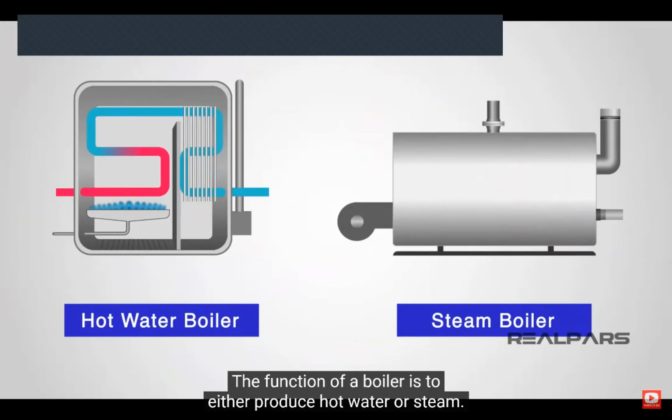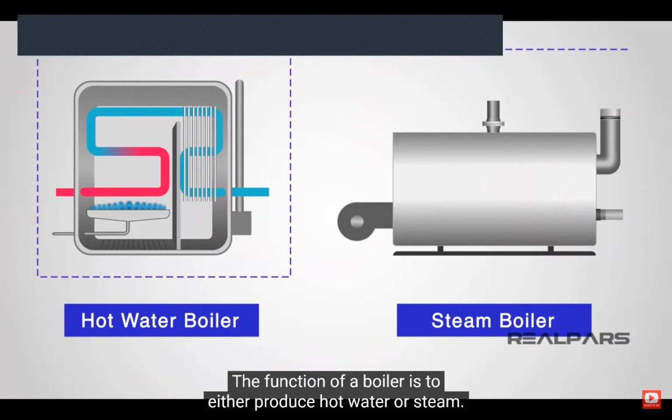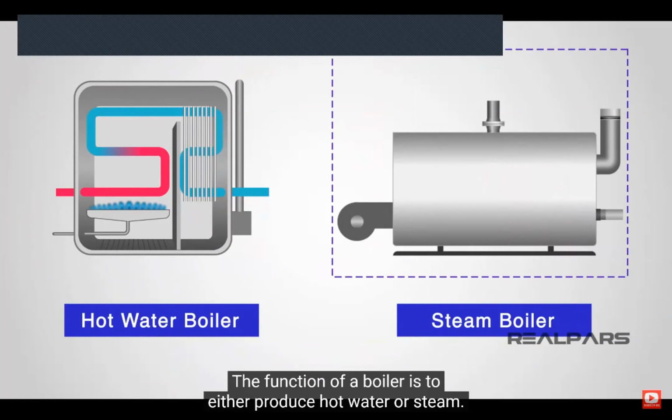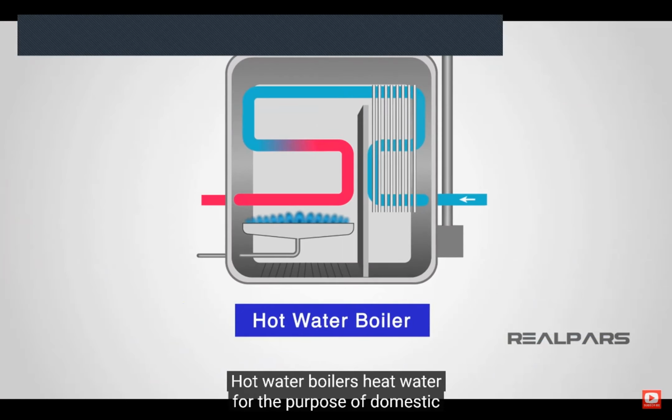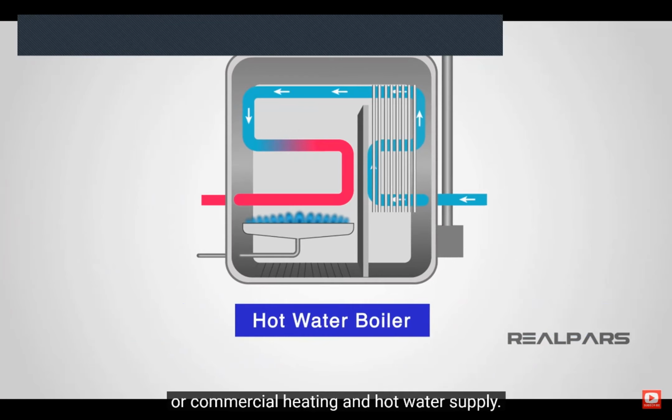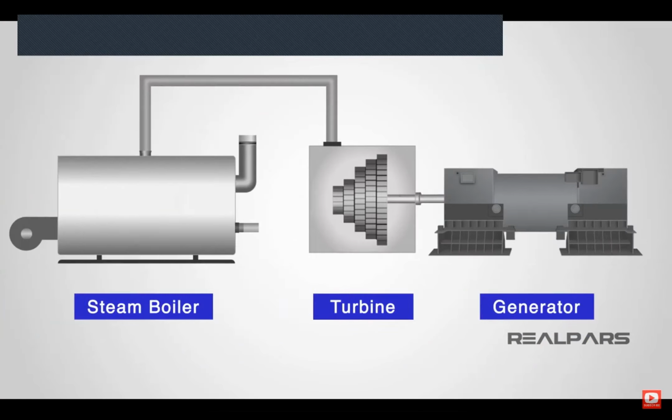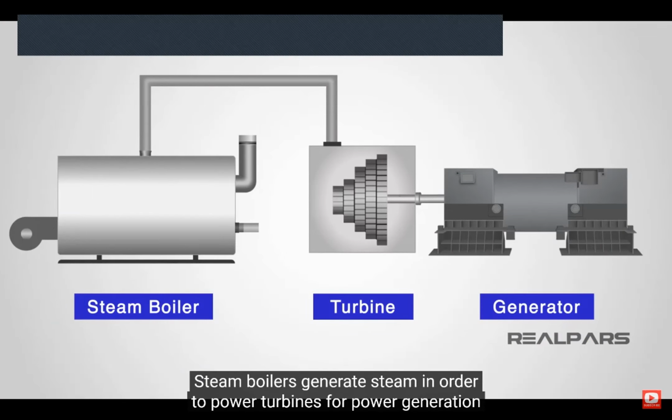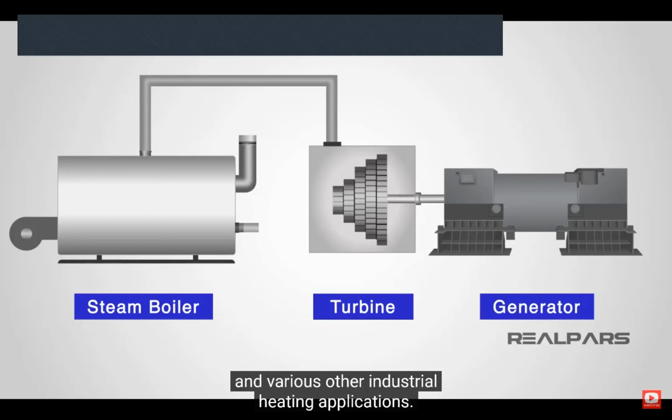The function of a boiler is to either produce hot water or steam. Hot water boilers heat water for the purpose of domestic or commercial heating and hot water supply. Steam boilers generate steam in order to power turbines for power generation and various other industrial heating applications.